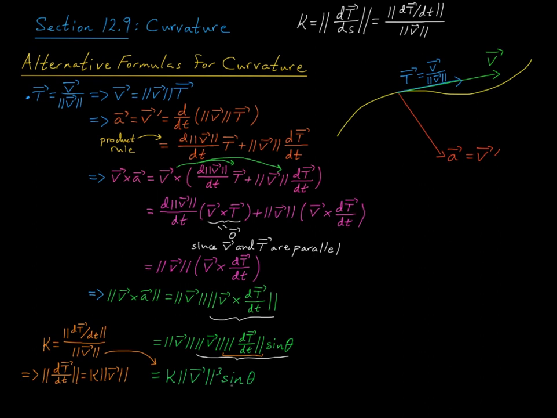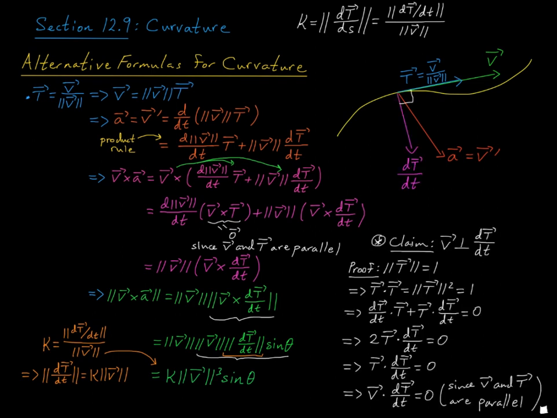Now I claim that the angle between the velocity vector and this derivative of the unit tangent vector is 90 degrees. In other words, I claim that these two vectors are in fact orthogonal, which will imply, since theta is 90 degrees, that this sine theta term will equal 1. But let's show that off to the side. The claim is that the velocity vector v, which up in our diagram is this vector in green, is orthogonal to the derivative of the unit tangent vector with respect to time, which I've indicated here in purple. So how do we prove this?